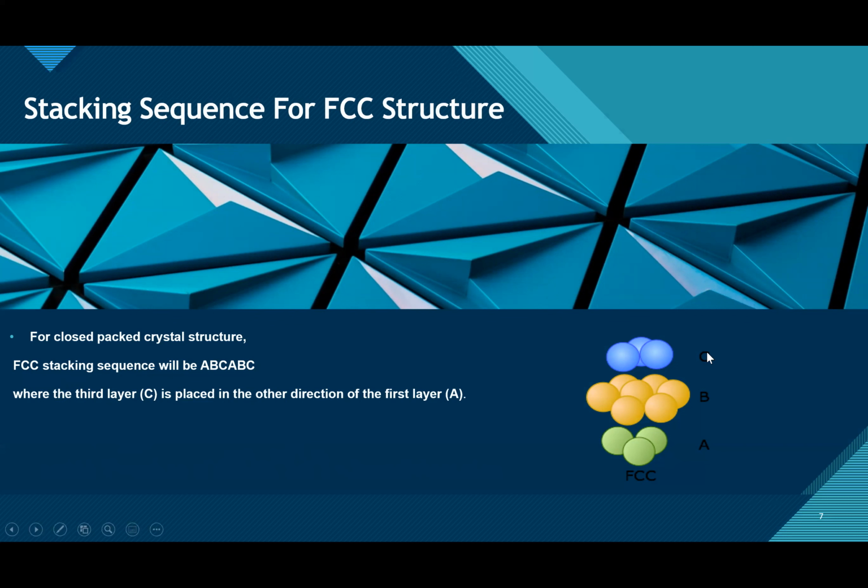As you can see here, A and C technically have the same shape, but they are just pointing in different directions. So C is pointing in this direction, A is pointing in the other direction. So if we add C in the other direction, we're going to get an FCC structure, but if we add it in the same direction, we're going to get the same as the first layer, and the sequence is going to be A, B, A, B, and in that case, we're going to get a hexagonal stacking sequence.